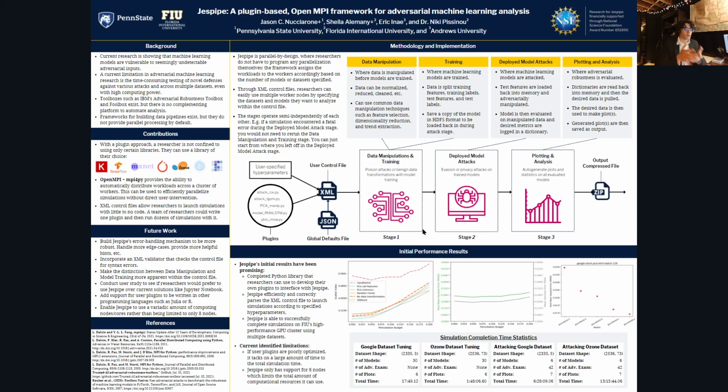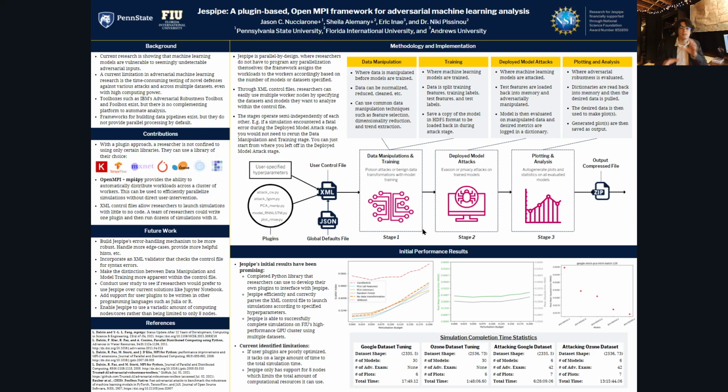After the training is complete, we then move to this deployed model attack stage. This is when common attack algorithms or your own attack algorithms can be implemented. For example, in our work, we use the Carlini-Wagner L2 norm attack on our models. That's where the models are loaded back into memory, and then the attacks do their work. Once the attacks are completed, we go into this plotting and analysis stage, where we assess the adversarial robustness of our models, which typically means how well it performed while it was under attack.